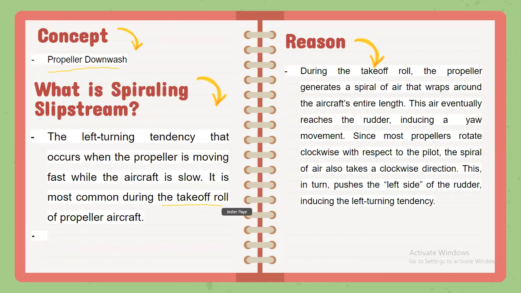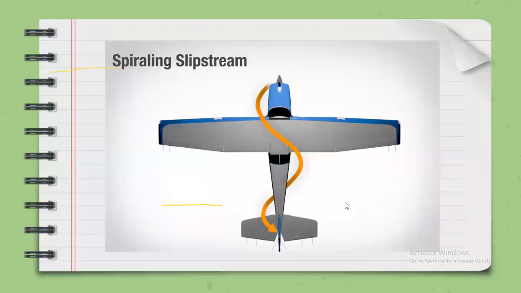So what actually happens? During the takeoff roll, the propeller generates a spiral of air that actually wraps around the aircraft's entire length. Now, as this air reaches the rudder, it actually pushes on the left side of the rudder, inducing that left turning tendency. So next slide, please.